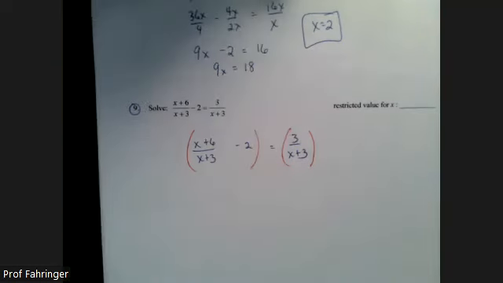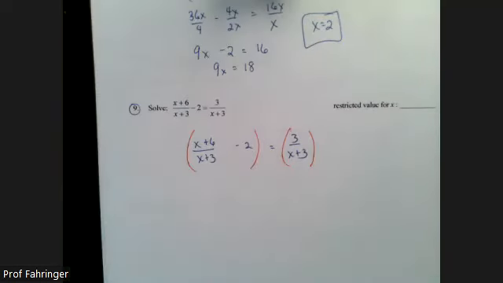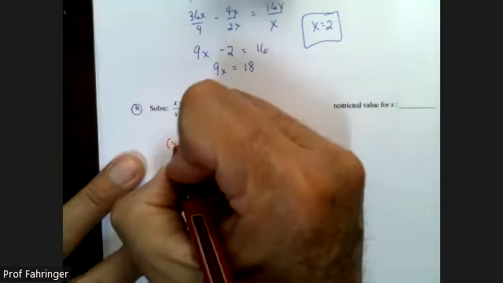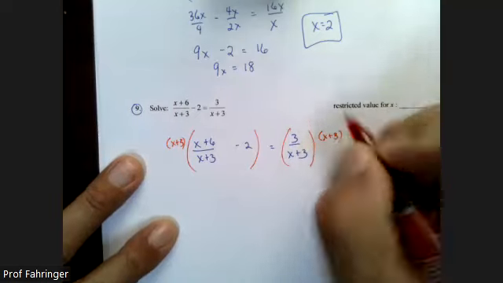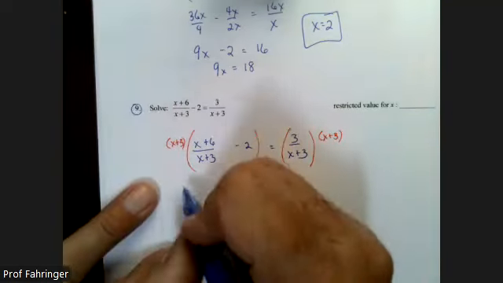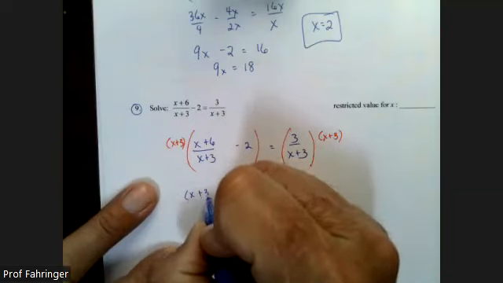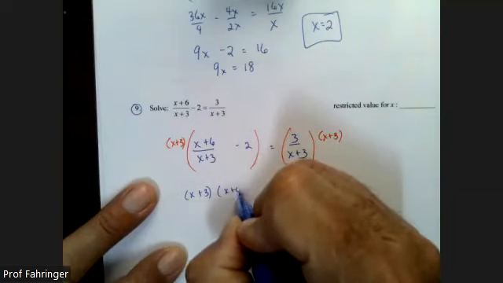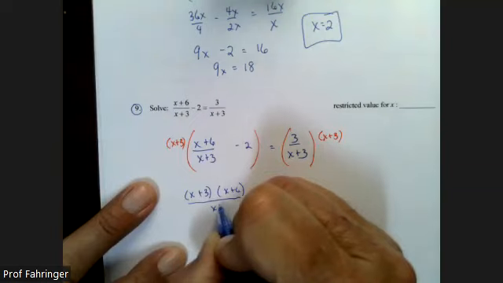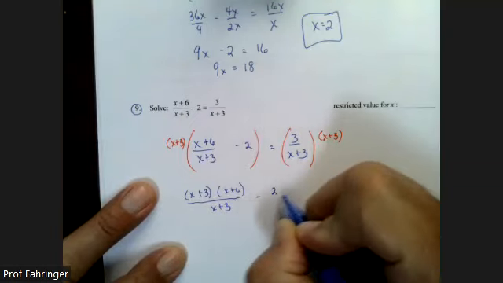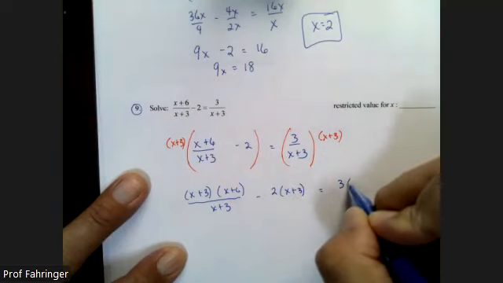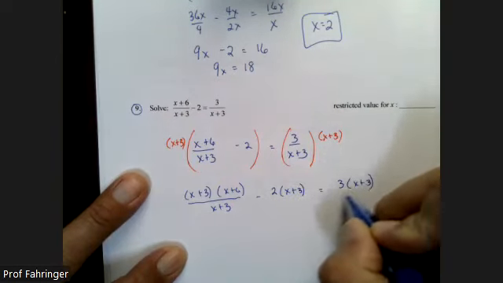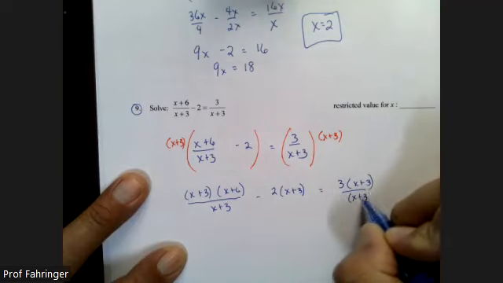Does it jump right out at you? What am I going to multiply by? X plus 3. X plus 3, yeah. I need a whole quantity here. I need the binomial, bi meaning 2. So this guy is going to be x plus 3, x plus 6, all over x plus 3, minus 2 times x plus 3 equals 3 times x plus 3 over x plus 3.